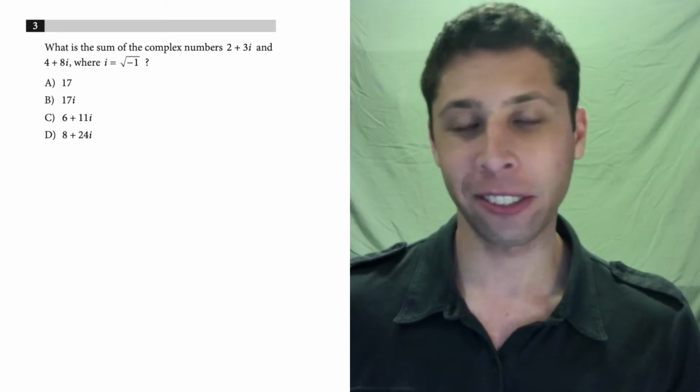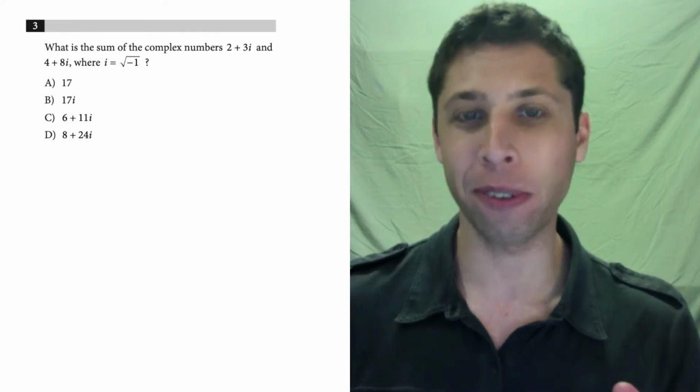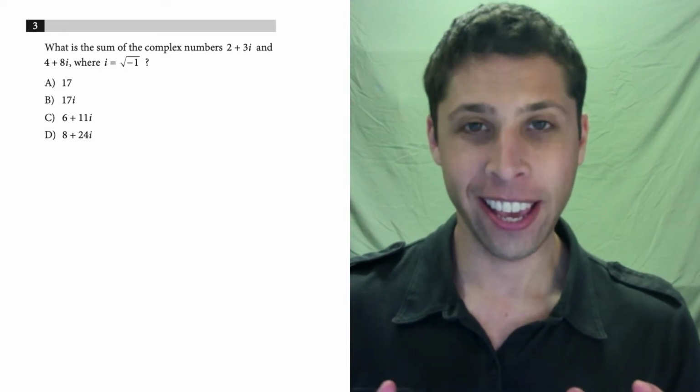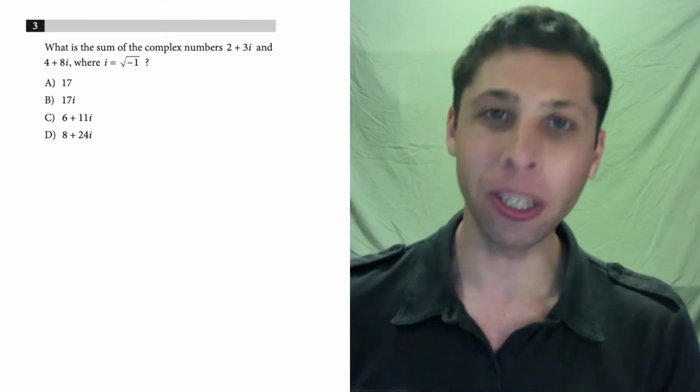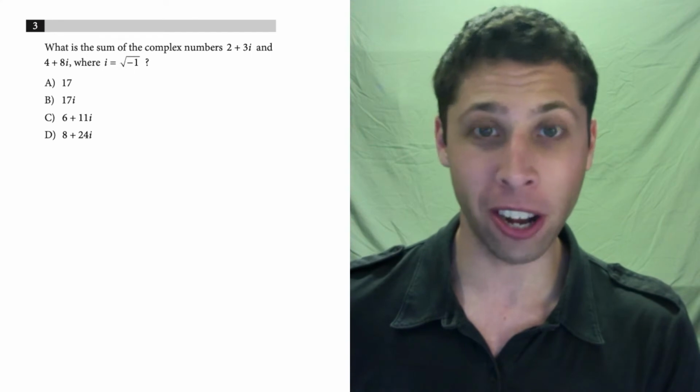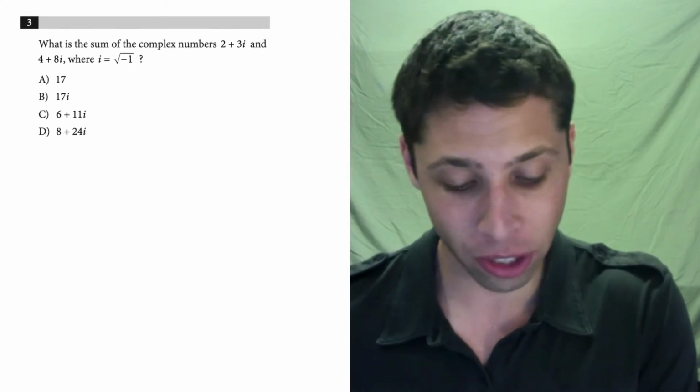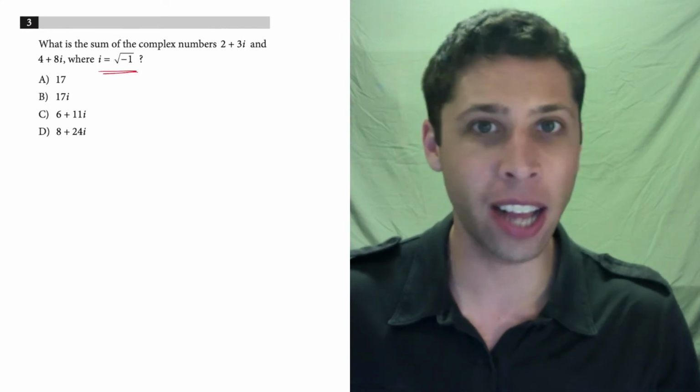This is an excellent question to just remind you of how the SAT is structured. Remember, this is supposed to be easy. This is number 3 in the no calculator section. We're really early on, and I know that there are aspects of this question that look really confusing, right? What is this i equals radical negative 1?